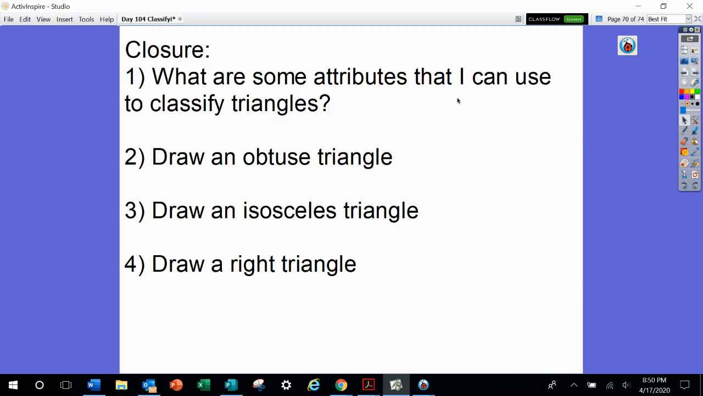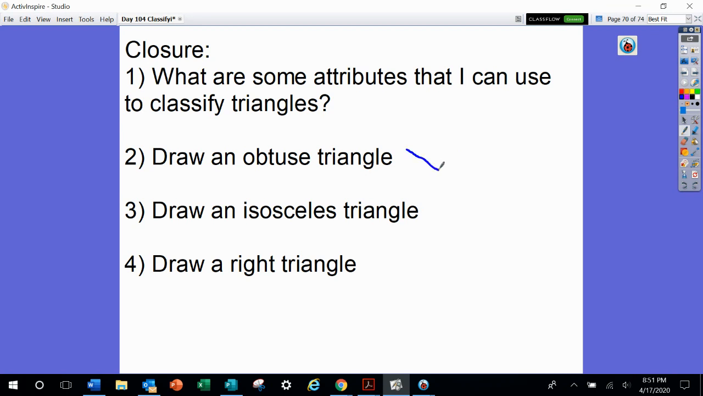What are some attributes that I can use to classify triangles? What are some things that we use to classify triangles today? We used side length and we used angle measurements. Okay? If you were to draw an obtuse triangle, what would that look like? So go ahead and use your paper that you had gotten out earlier or your whiteboard. What might that look like?